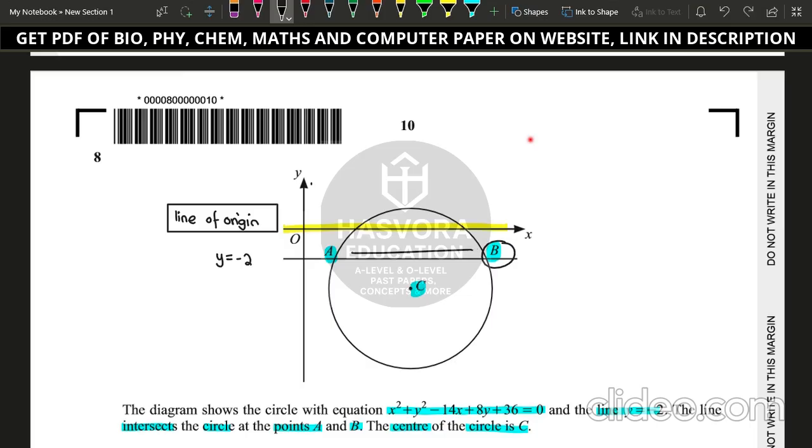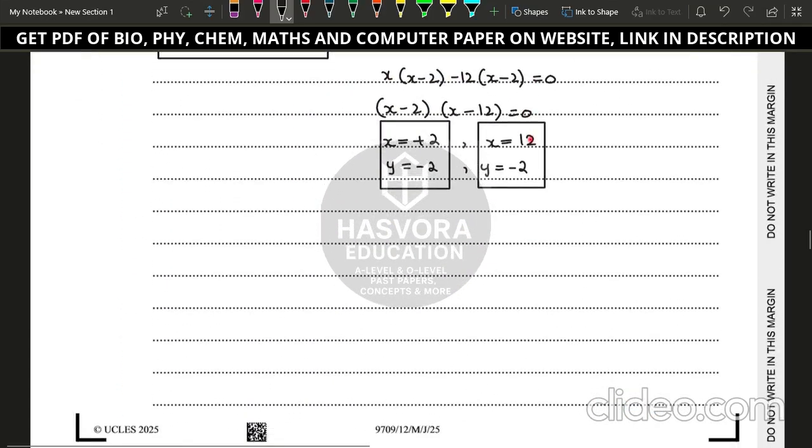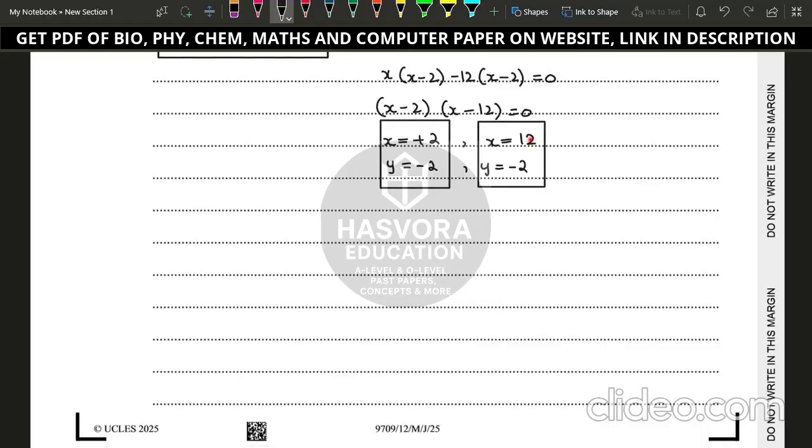Okay, so this means that the one that will have a greater value of X will actually be your B. So 12 has the greater value of X, so it will be B, and A has the X coordinate of 2, so it will be this one. So you can simply write A as (2, -2) and B as (12, -2). Okay, so these will be your 2 points.